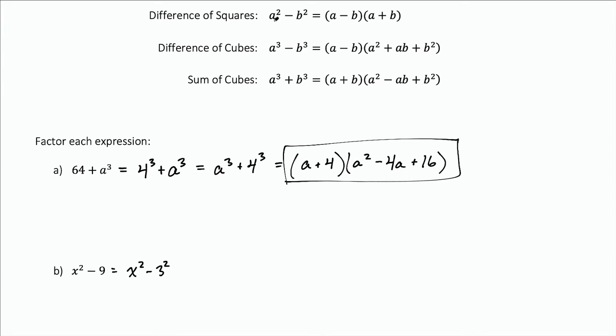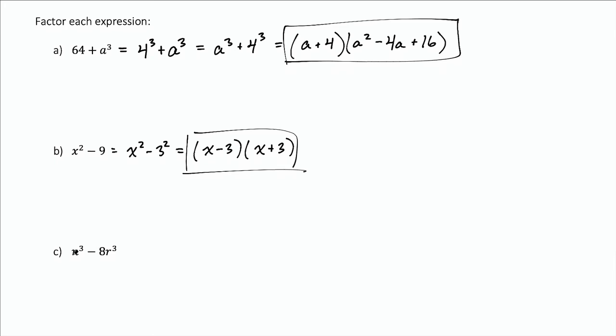And well, now I recognize that as this difference of squares, a squared minus b squared. So we're just going to go ahead and replace a and b with x and 3. So we get x minus 3, because a is x and b is 3. And then times x plus 3, because a is x and b is 3. And there's our factored form for the x squared minus 9.